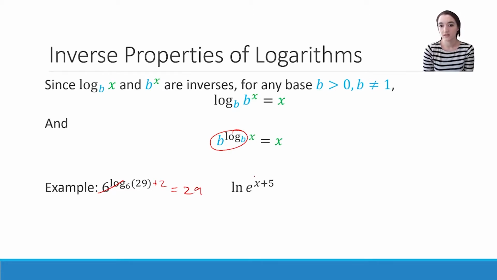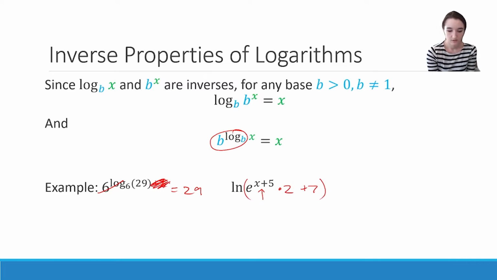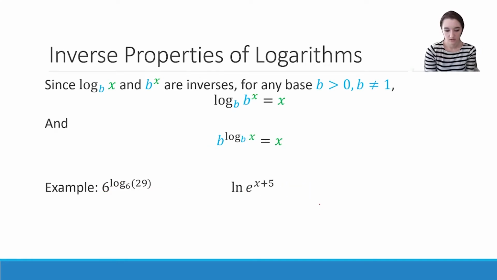Then, similarly, ln of e to the power of x plus 5. Notice both of these are in the exponent of e, since there is nothing else in this natural log. If it said natural log of e to the x plus 5 times 2, or plus 7, or anything else, then this wouldn't work. But because it doesn't say that, this does work. We can just cancel, because remember, ln is the natural log, which is base e, so they cancel, and so we just get x plus 5 out of it.